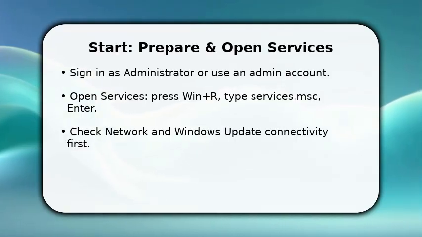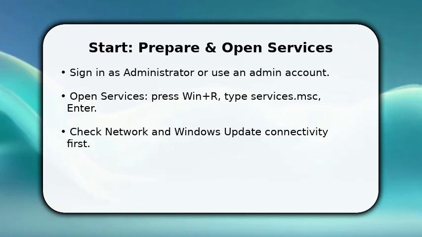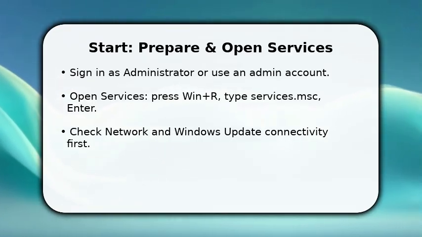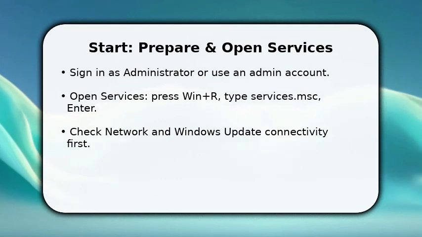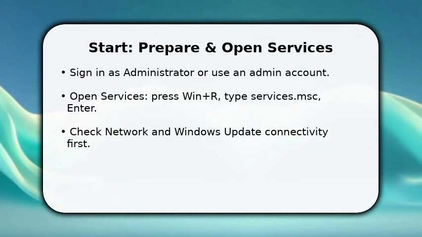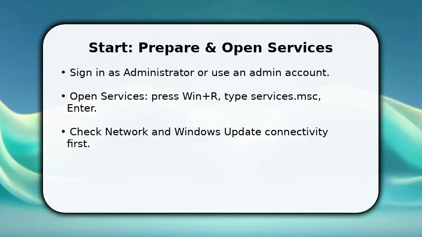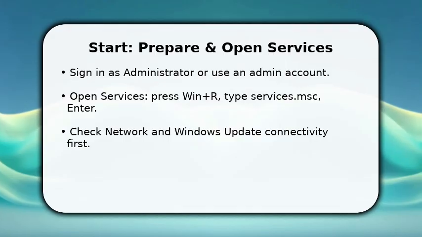Make sure related services like Network Location Awareness and Windows Update are set to manual or automatic so dependencies will start. If a service is disabled, change its startup type now, then click Apply. This begins the enabling process and prepares the system for configuration changes.